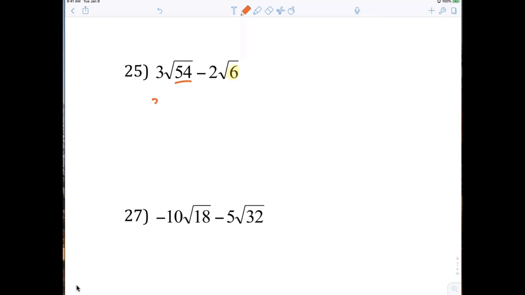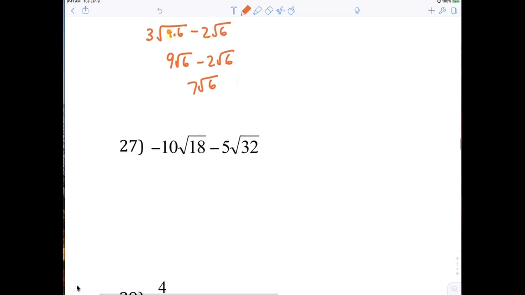So this would be 3 times 9 times 6 minus 2 radical 6. So now the square root of 9 is what? 3, right? Yeah, so it's 9 radical 6 minus 2, 9 radical 6 minus 2 radical 6, which is 7 radical 6.